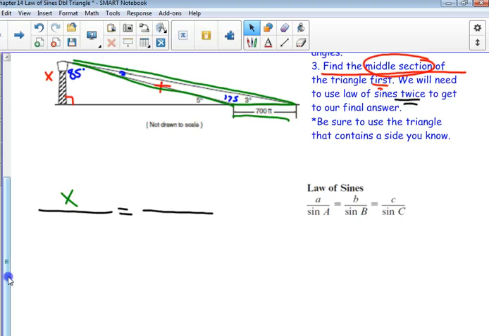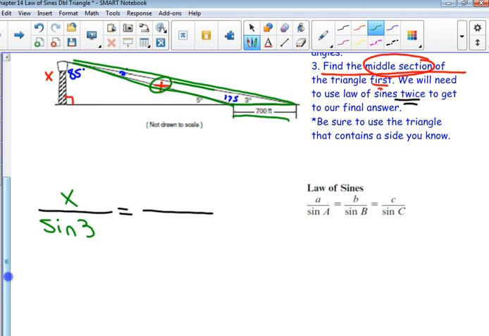What does the x go with? Sine 3. Good job. Remember how we did our labeling, like which one was across from it? Now the other thing you know is we have another side that's 700. Where does the 700 go with? Sine of 2. Good job.